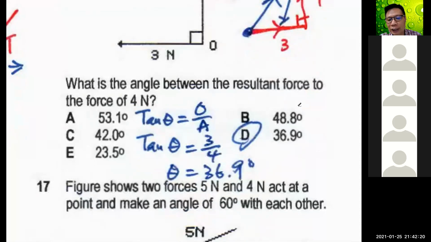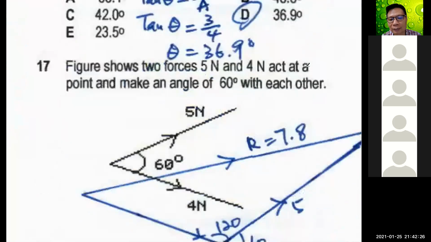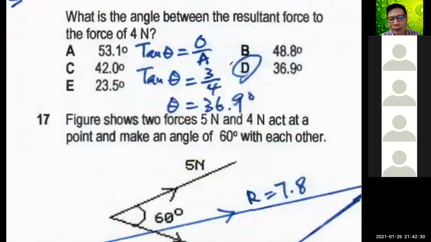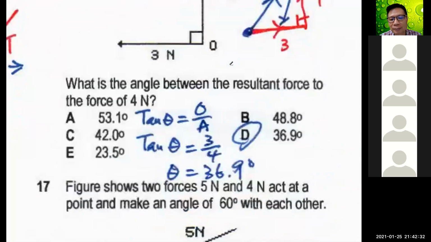The figure shows two forces, 5 Newton and 4 Newton, acting at a point and making an angle of 60 degrees. Can you find the resultant force? I suggest you draw, use the triangle method, because the calculation method is not easy. You need to take X, take Y, then find the resultant force. Use the basic method first.